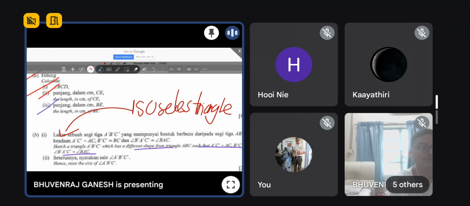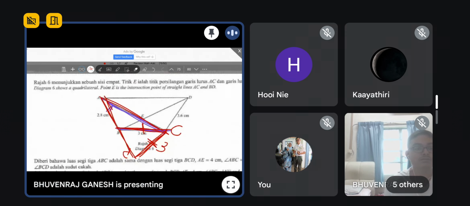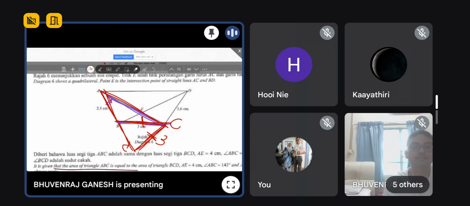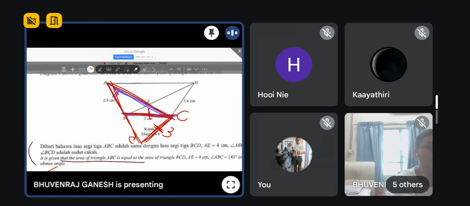Okay. So last one, they ask you for angle A prime, B prime, C prime. So how do we find this angle, guys? A prime, B prime, C prime. So that means I want to find this angle. Correct? This is the angle I want to find now. So how do I get the angle? Anyone know? How do we find the angle?